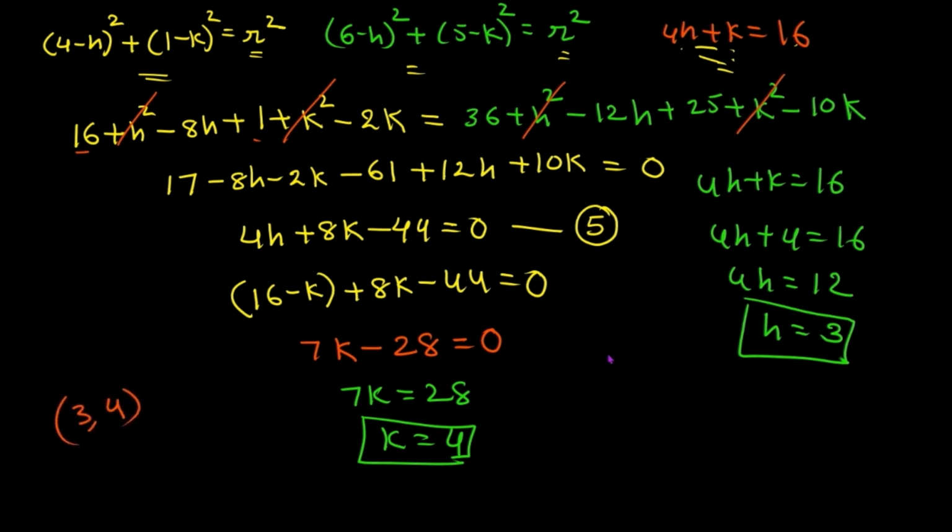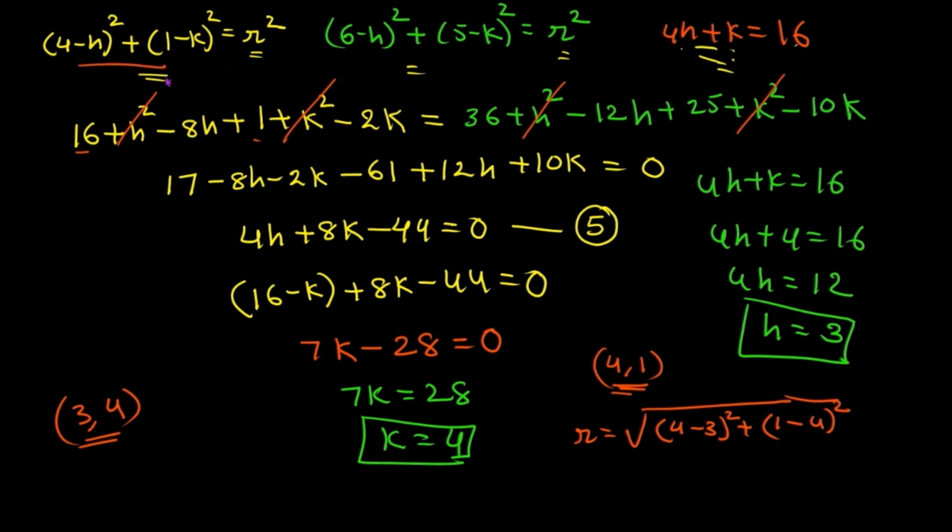Okay. So we know the 2 points on this circle, that is 4, 1 and the other is 6, 5, right? So let's take the 4, 1. Now this is the center and this is the point on the circle. Let's find the distance between these 2 points. That's the radius, right? That is square root of the difference between the x coordinates, that is 4 minus 3 whole square, plus the difference between the y coordinates, that is 1 minus 4 whole square. We can substitute any of these points also, we'll get the same thing.